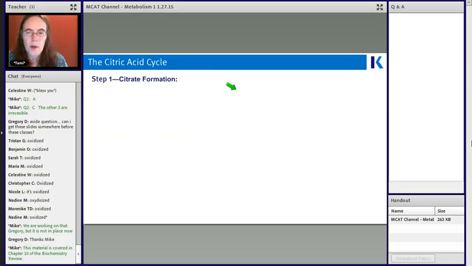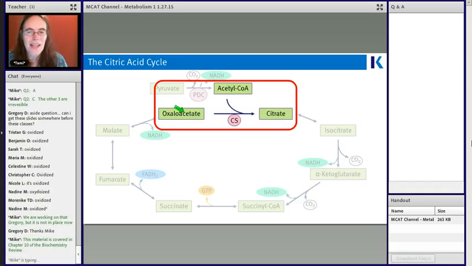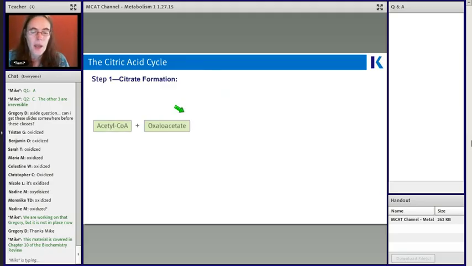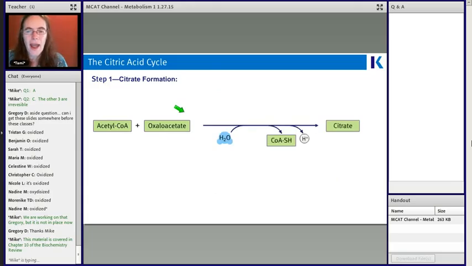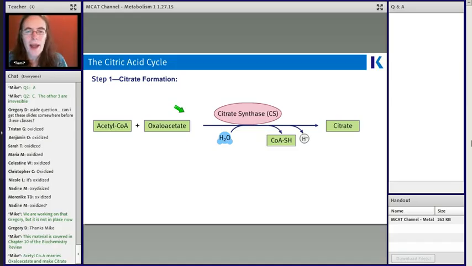So if we go back here, notice that the oxaloacetate and the acetyl-CoA are going to come together to make my citrate. When I do this, I have water going in, okay? I make my CoA come back out. And here I use citrate synthase. Citrate synthase. Now, let's look at what we have.